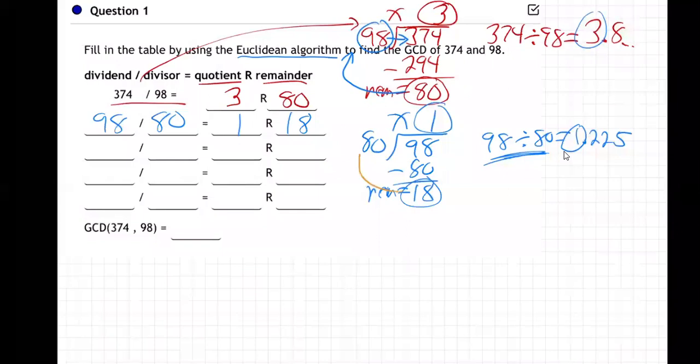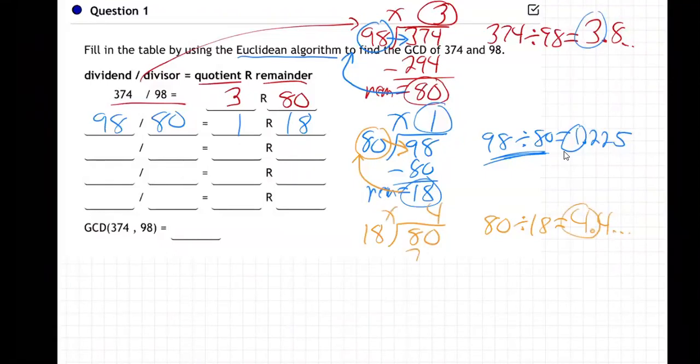Now, let's do it again. You just do the clockwise rotation again. So it becomes 18 out here, 80 in there. See how we just keep rotating? And over on the side, I'll use my calculator. 80 divided by 18, I'm getting 4.444. Grab the whole number. 4 times 18 is 72, subtract, 8. That's the remainder. So I did 80 divided by 18, and it was 4, remainder 8.